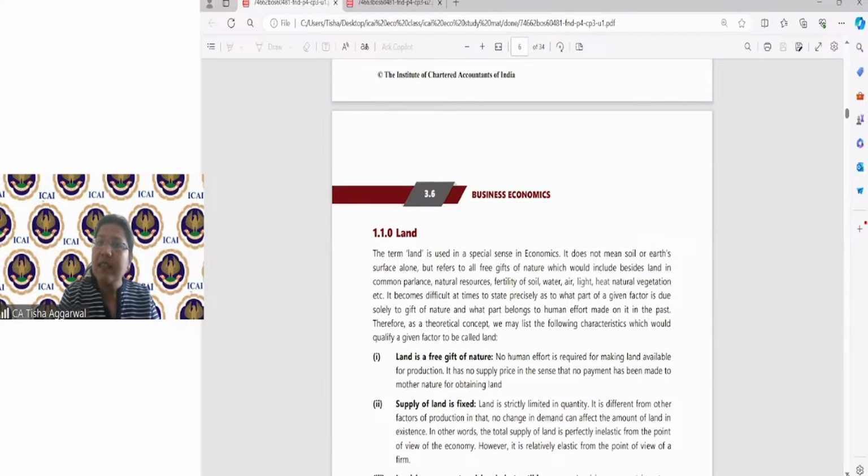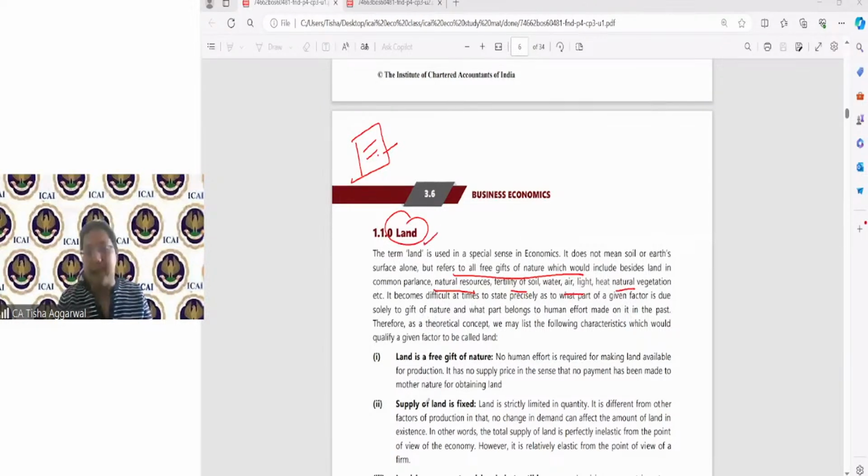The first thing we need to understand in very simple parlance is that the area wherein you start your business, the natural resource wherein you start your business, is what is known as land. So wherever you have all the free resources of nature, be it the soil, water, light, heat, etc., that is what is going to come under land. Now, this land is a free gift of nature.